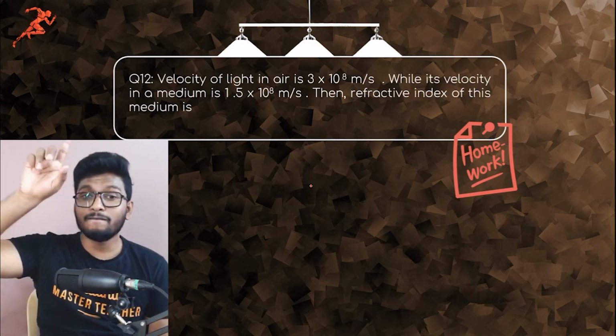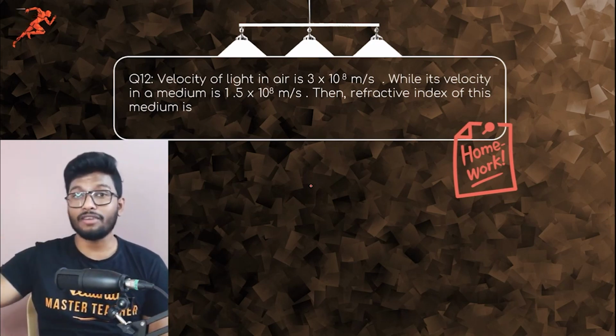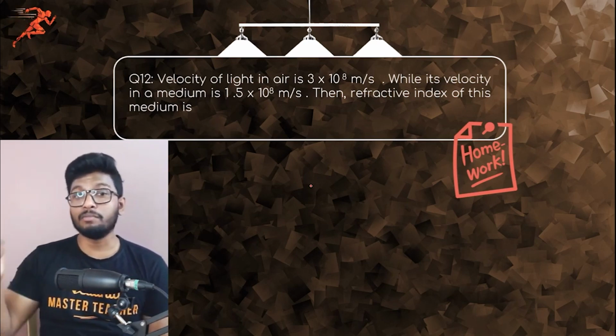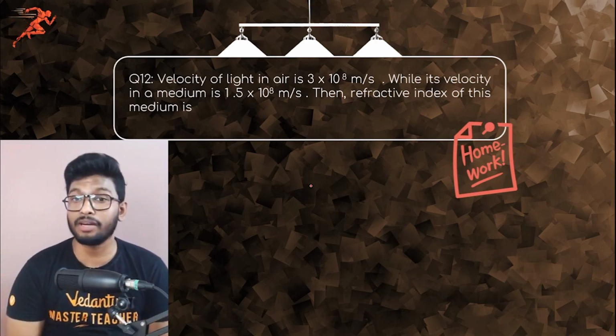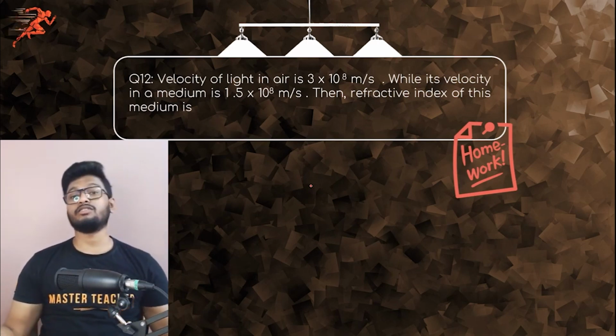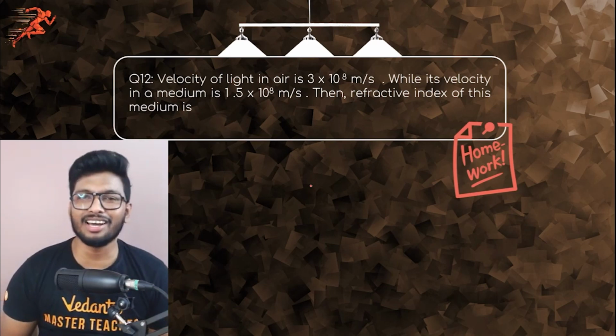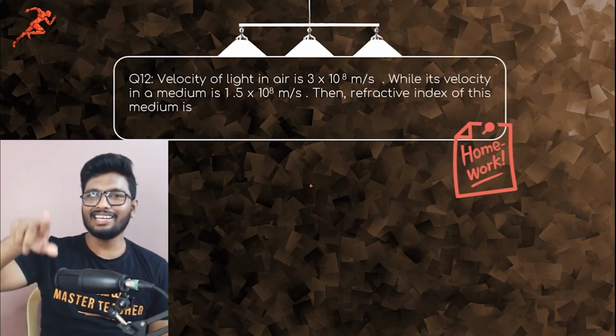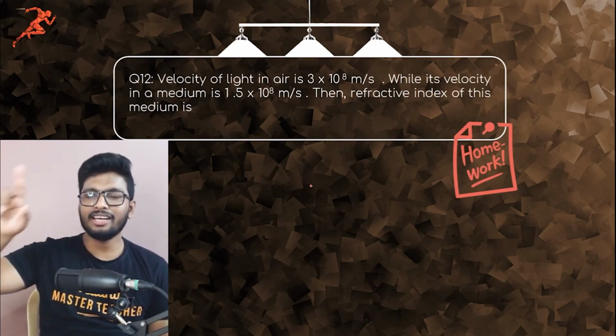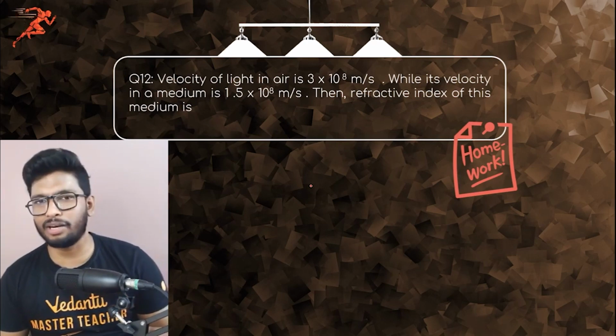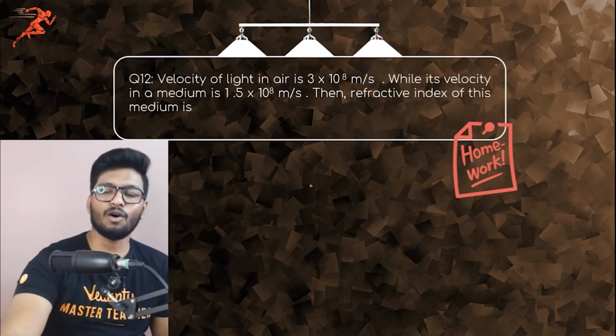So question is this: velocity of light in air is 3 into 10 to the power of 8 meter per second, while its velocity in a medium is 1.5 into 10 to the power of 8 meter per second. What is the refractive index of the medium? Come on, guys. Such an easy question. Go ahead and put down the answer in the comment section. Velocity of light in air is 3 into 10 to the power of 8 meter per second. In the medium is 1.5 into 10 to the power of 8 meter per second. What is the refractive index of that particular medium?